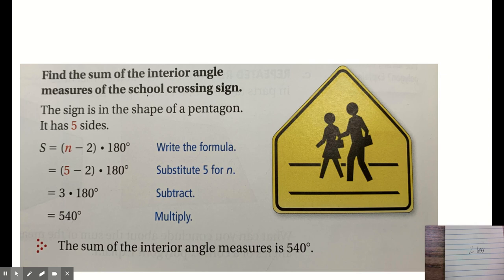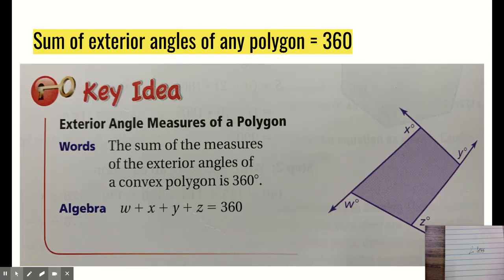So here's an example problem. We have this very familiar figure that you've probably seen driving around town that tells you a crosswalk's coming up. So it has 5 sides. It's a pentagon. So in our formula, we would put 5 in where the n is, and we would say 5 minus 2 is 3. Multiply that by 180, and we would find that the sum of the interior angle measures for this polygon is 540 degrees. Okay, now think back to the triangles. We could draw 3 triangles in here. The sum of the interior angles of a triangle is 180, so that's why this formula works.